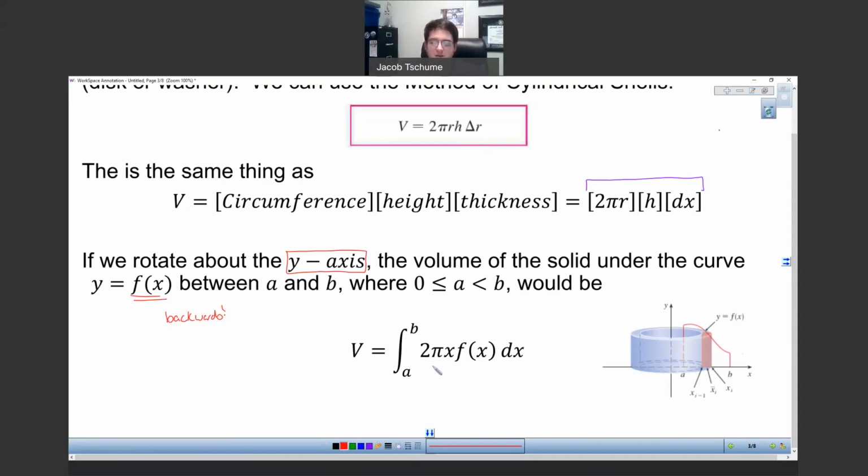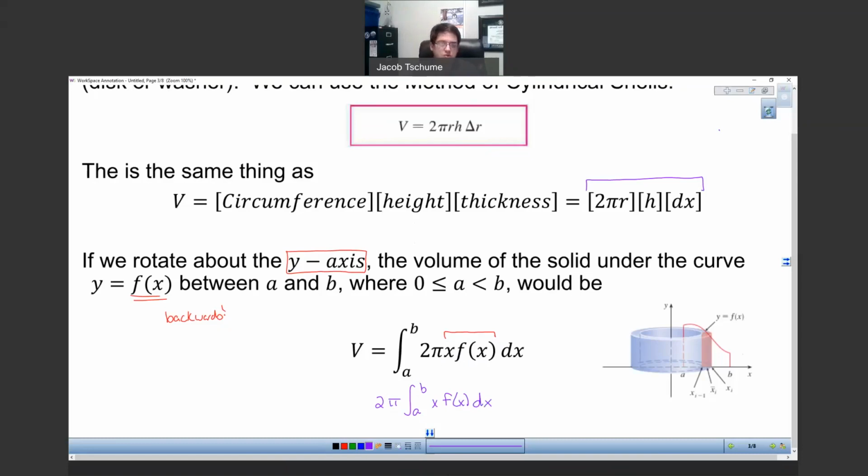The other thing is that there is no squaring like there was in the disk and the washer method. Instead, to get the extra dimension that you need, you just multiply your function, or your radius in this case, by a singular x. The 2 pi is your constant, so you could factor that out front, and this would be 2 pi times the integral from a to b of x times f of x. That's the formula you would use when using the shell method around the y-axis.